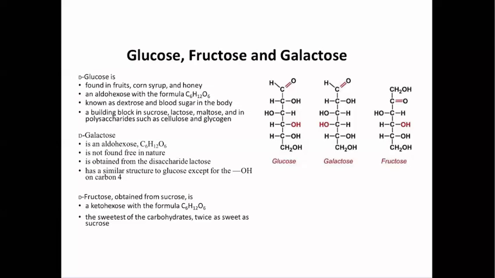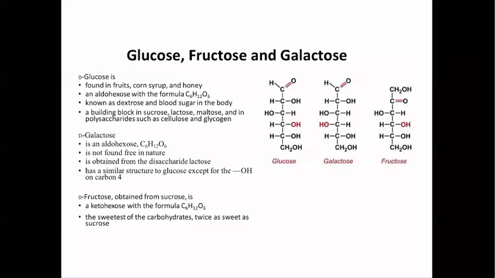Then we have galactose. Galactose is an aldohexose. It is not found free in nature, okay? How do we obtain galactose? Well, if you have the disaccharide lactose and you break it down via hydrolysis, that's how you can obtain galactose.